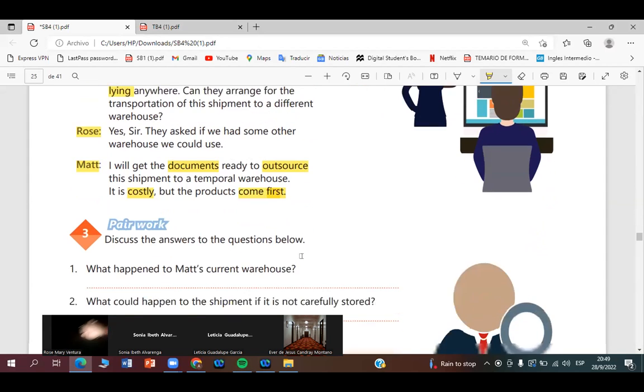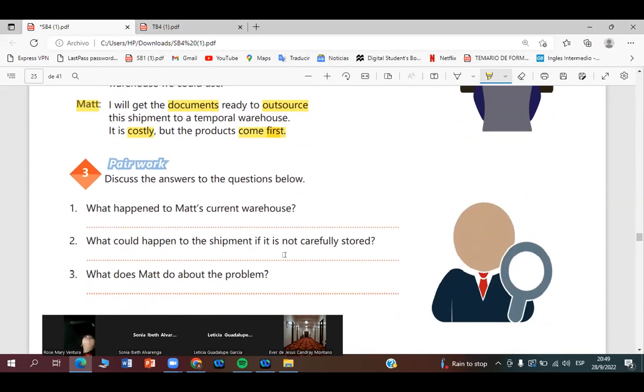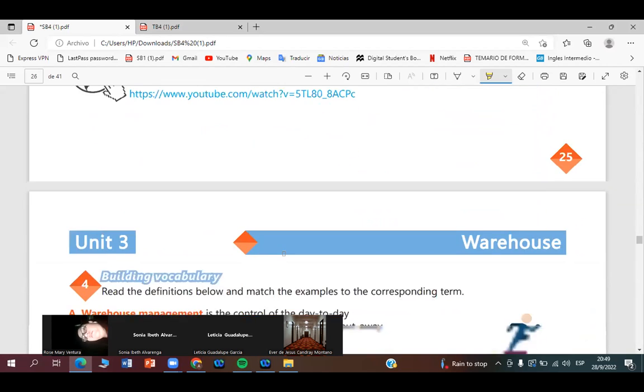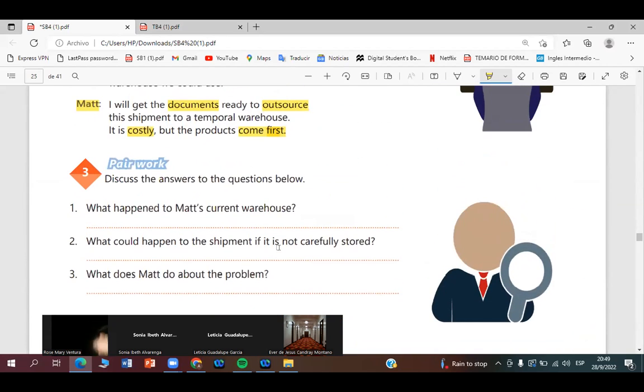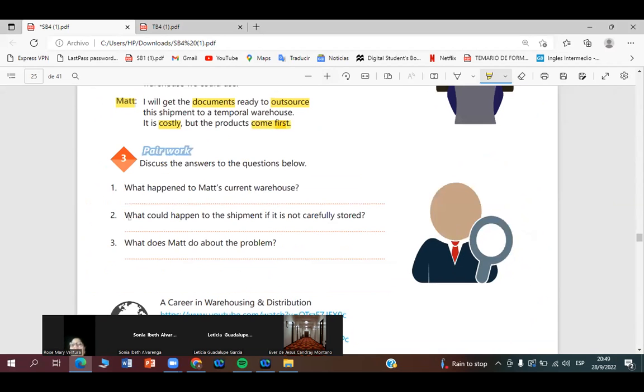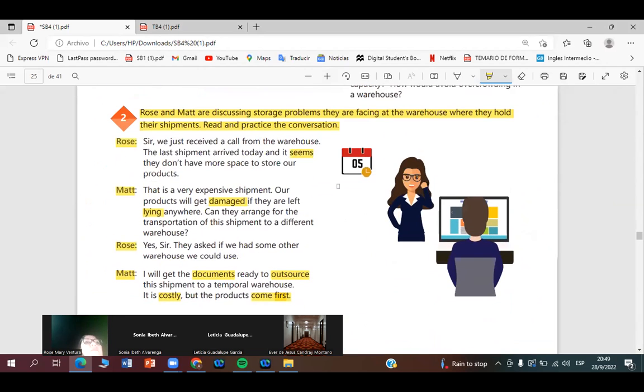Come first. Yes. Okay, very nice. Here we have some questions according to the conversation. And so it's really important for us to have this part. Okay. According to you, what happened to Matt's current warehouse? What can you tell me according to you about the conversation?